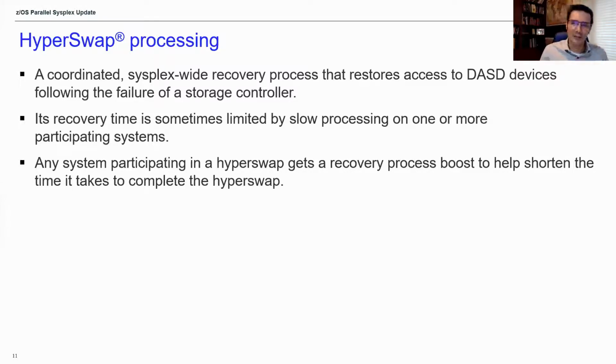Sometimes we see a particularly slow processing system hanging up a hyperswap. So you might have a bunch of fast systems, you might have one slow system. And since all of them sometimes have to participate in recovery, we want to make sure that even that slow running system is going to have the capacity it needs to perform its hyperswap processing faster, so it doesn't hold up the faster utilizers of hyperswap.